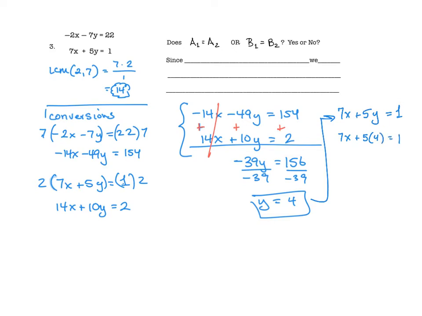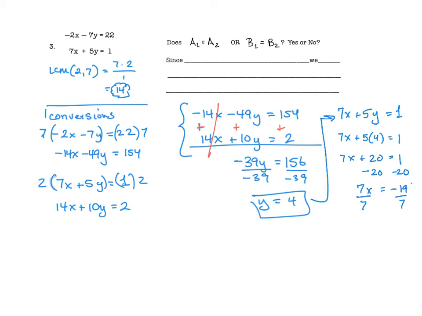Okay, so now I get 7x plus 20 equals 1. Moving on from here, I subtract 20 from both sides, and I get 7x equals negative 19. Now, this isn't going to be pretty, but not everything works out to be pretty. So we divide by 7.